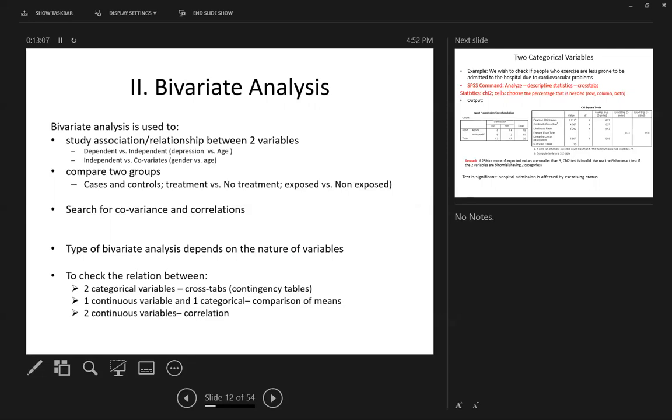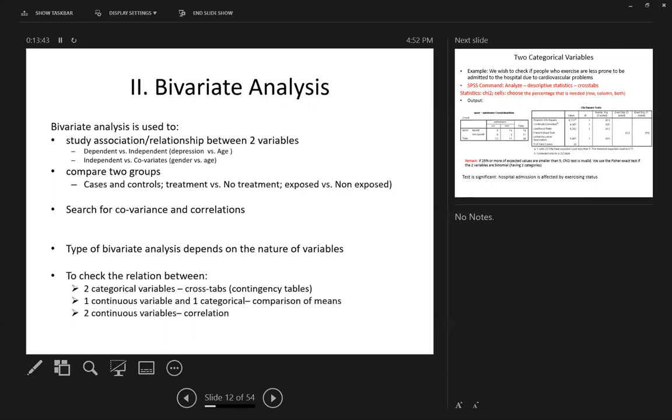You can also do bivariate to compare two groups. So take cases of lung cancer and compare their smoking to smoking in non-lung cancer patients, our controls. You can compare treatment, no treatment, exposed, non-exposed, look at correlation. So the type of bivariate analysis, which means analyzing two variables together, depends on the nature of the variable. When we talk about the nature, it means is it categorical or continuous? Is it qualitative or quantitative?